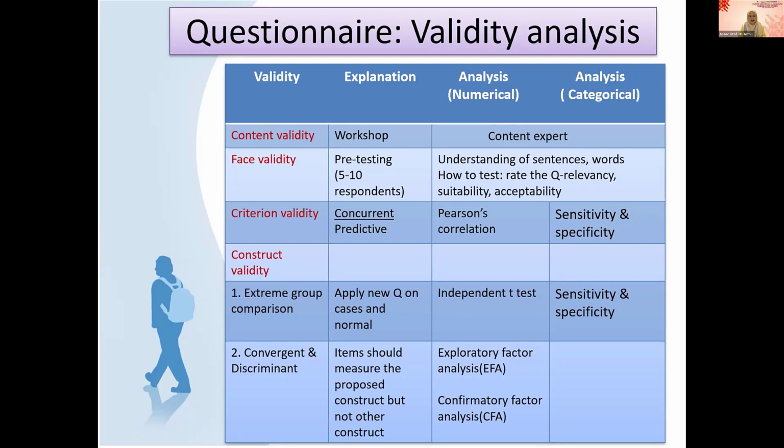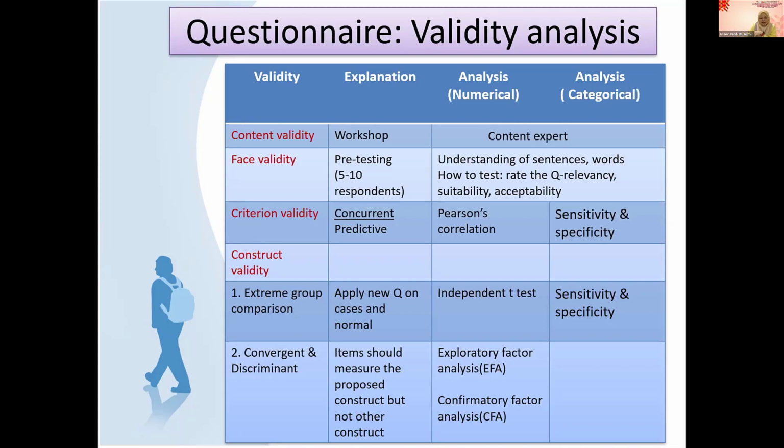At least minimum 5. Okay, so for the face validity, it's actually pre-testing. You go and find 5 to 10 respondents. Some people find more than 10. But at least 5 to 10 respondents, and you ask the understanding of the sentence, and then you also can give the questionnaire for them to rate your questionnaire, to rate the understanding, clarification, and so on. Okay, and you also can analyze and get the face validity index.